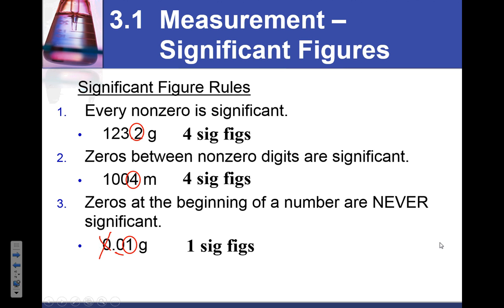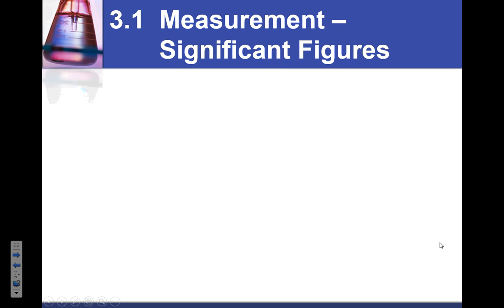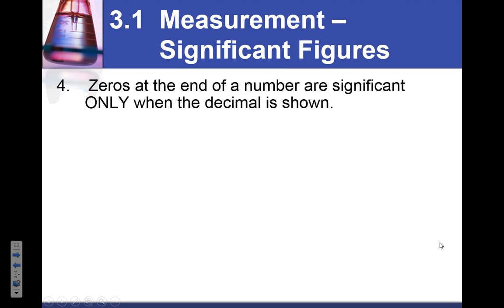And then finally, what about zeros at the end of a number? Well, the rule here goes, zeros at the end of a number are significant only when a decimal is shown. And this is something we looked at with the two graduated cylinder situation. So hopefully you have a basis for understanding why this would be true. So we have a number like this, 12.00 meters. Both of those zeros are at the end of the number.